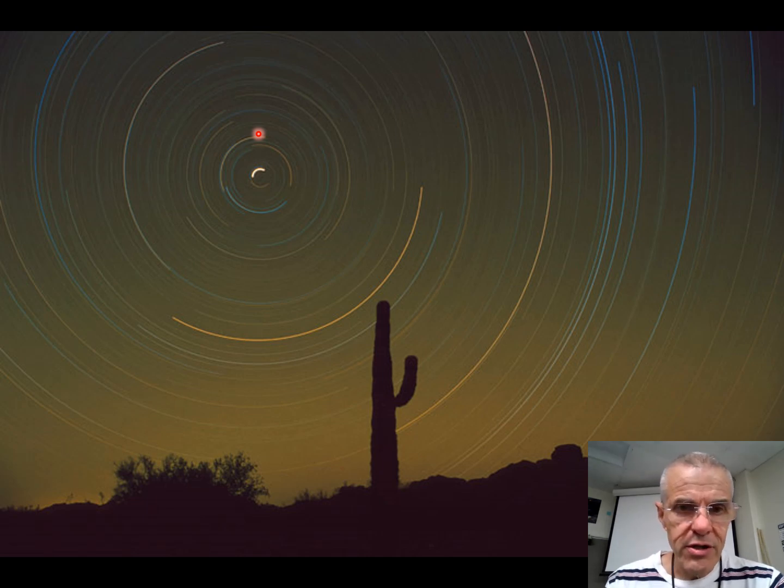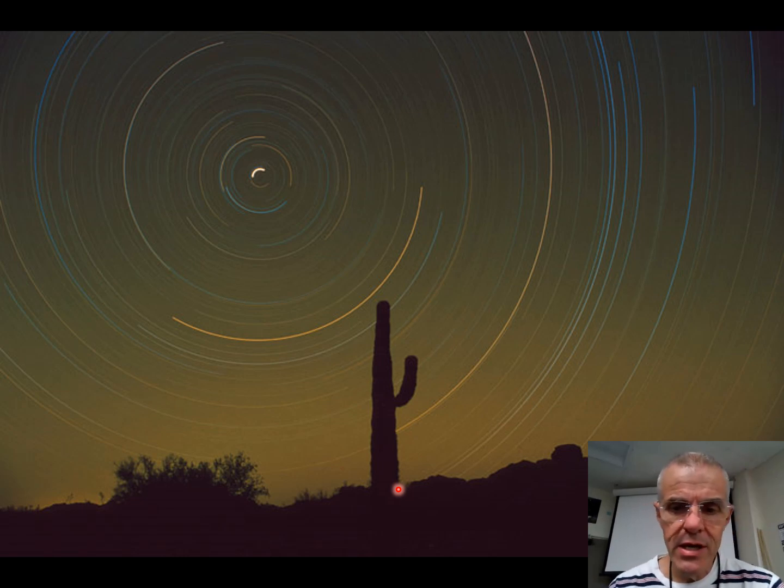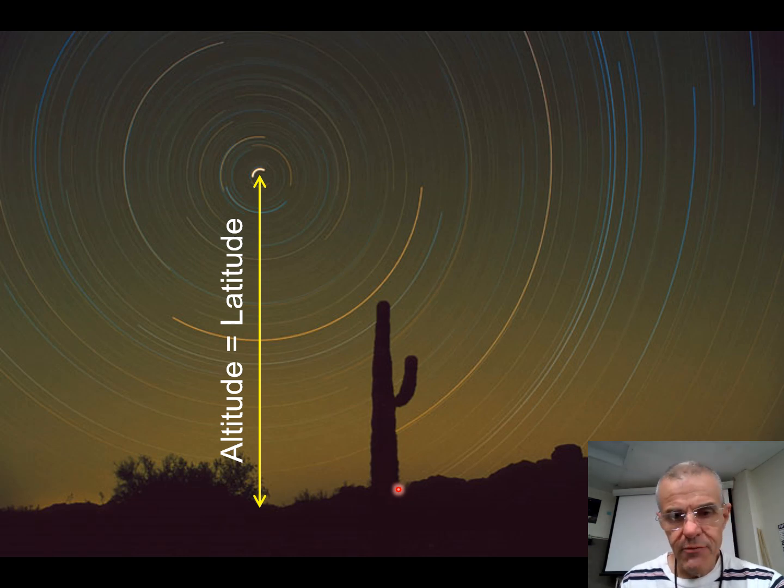But we can tell that the stars are spinning around a point and they leave these circular paths. And there's a point right here and an arc really close to that. That must be Polaris. So this is a picture of what it actually looks like. The altitude of Polaris, wherever you are, would equal your latitude. So we have a hint here. Wow, we got a cactus. Where do I find cacti?